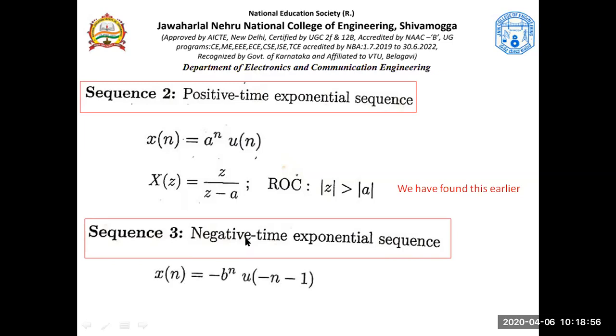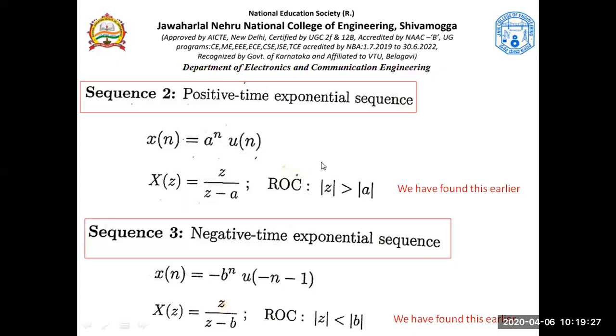See here, x of n is minus b to the power n u of minus n minus 1, and we have found that X of z of this is z by z minus b. Okay, and ROC would be less than b. What does that mean? Here, z greater than a means here a also has got the magnitude. Here a also has got the magnitude means you should understand that z is |z|.